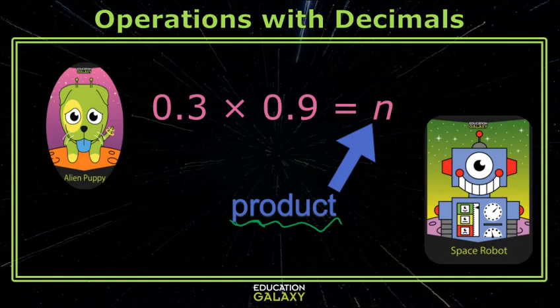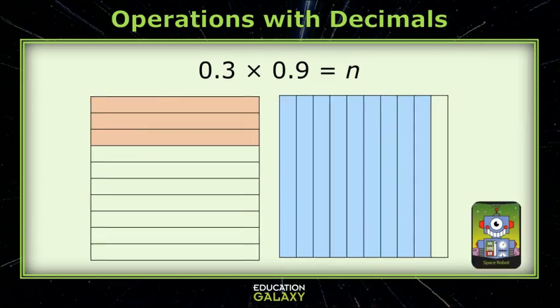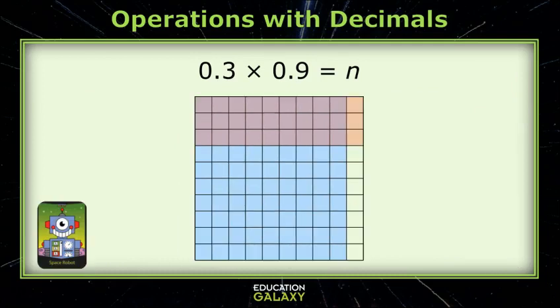Wait, first estimate. Oh, yes. Since 9/10 is a little less than 1, our answer will be a little less than 3/10. Now let's look at this model. I have 3/10 shaded in the first model and 9/10 shaded the other way in the second model. I will overlap these models. The double shaded area is my answer. So the answer is 27/100.